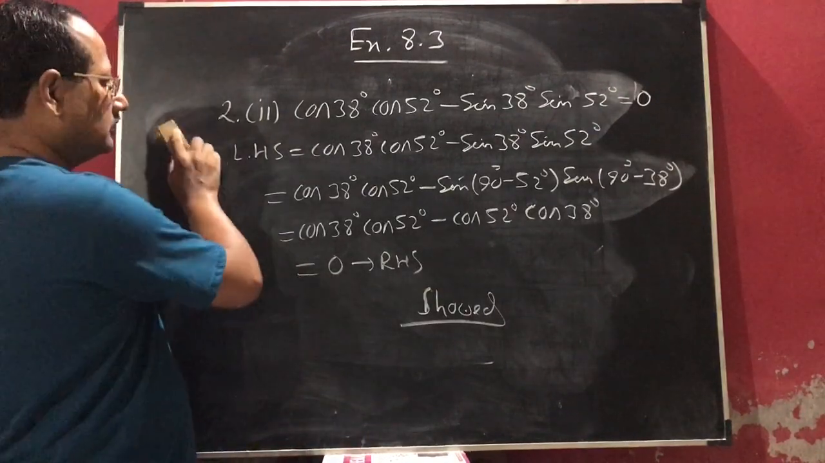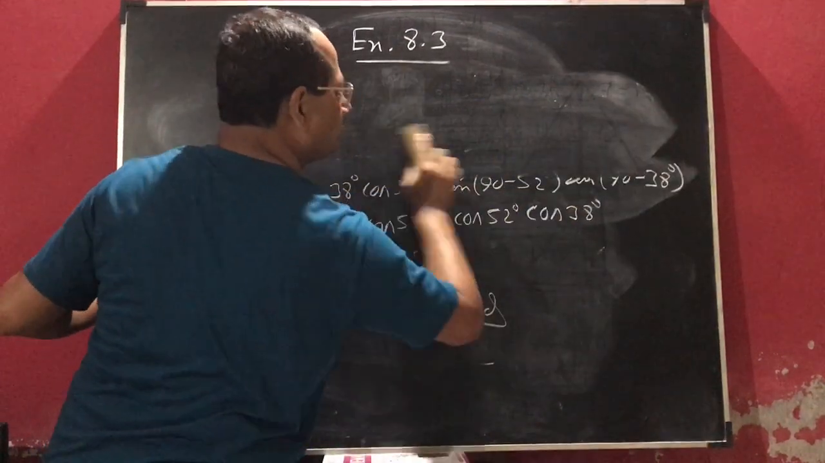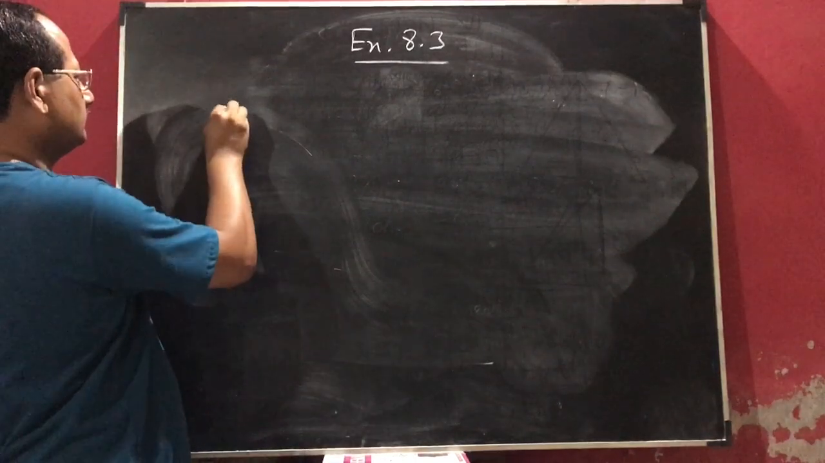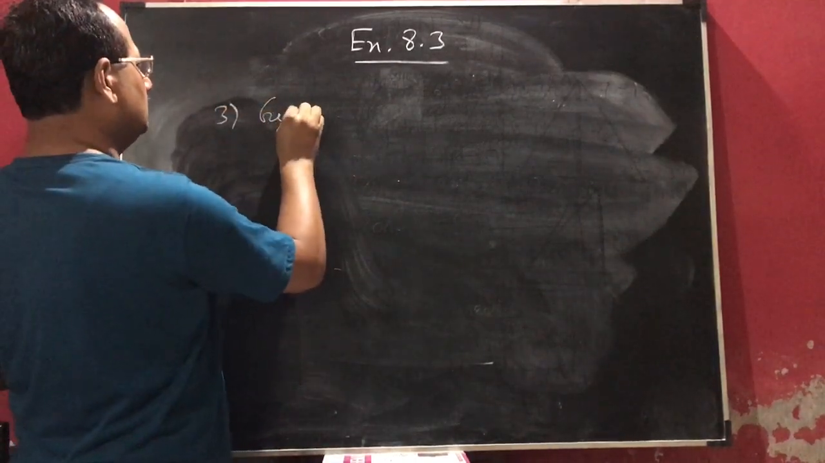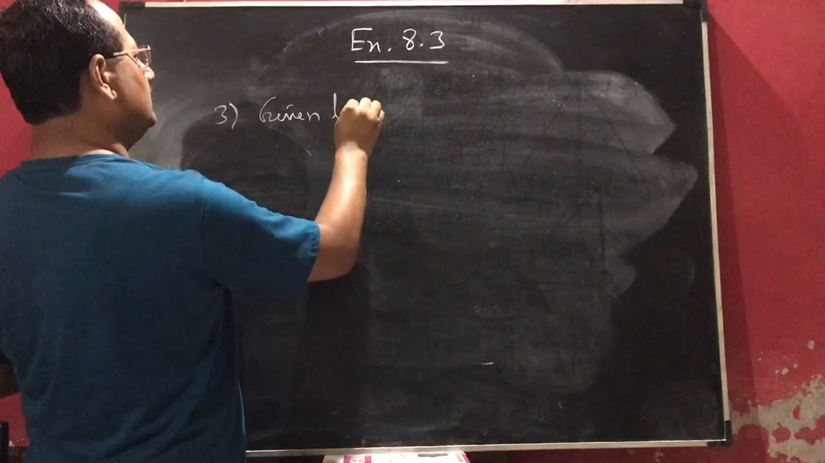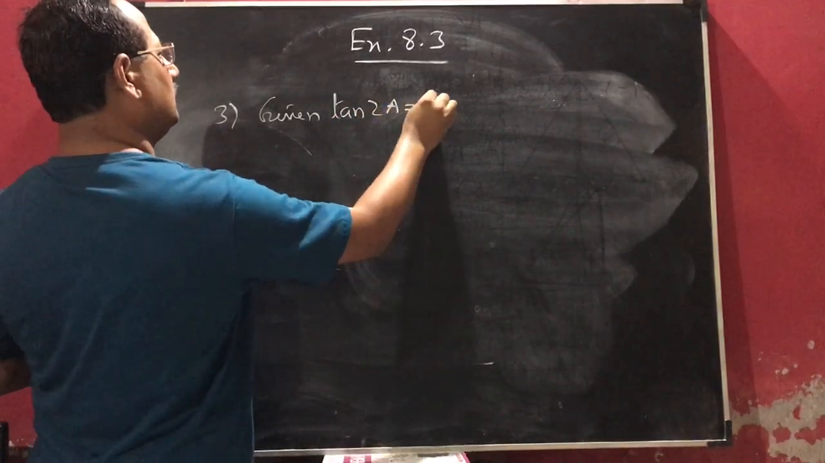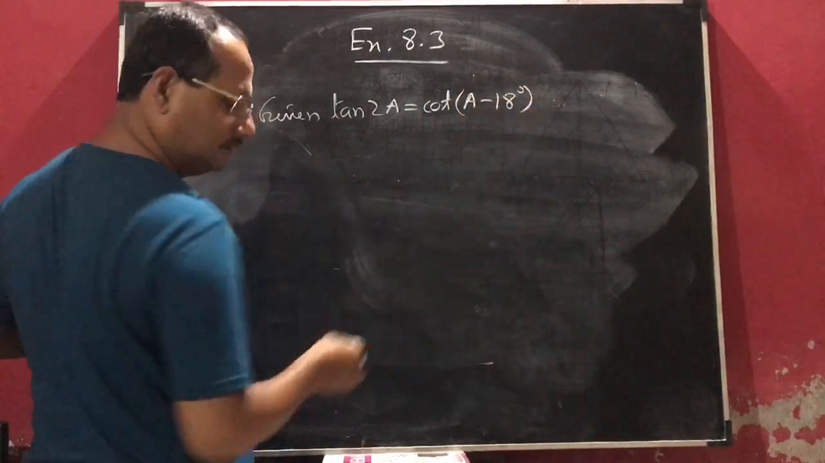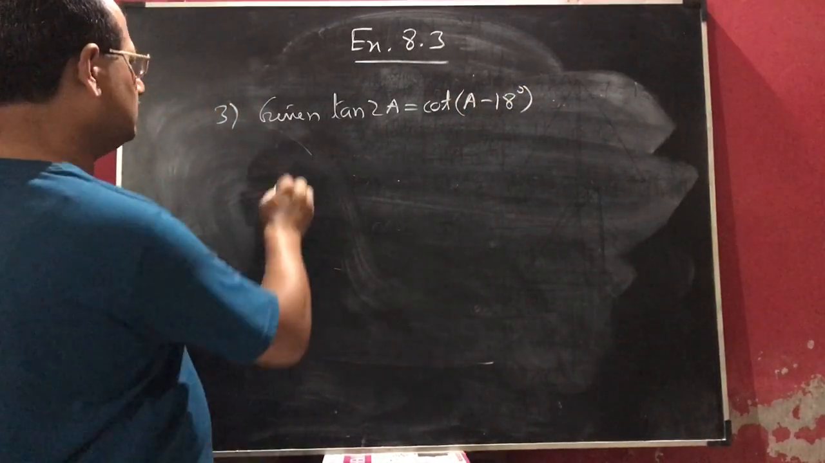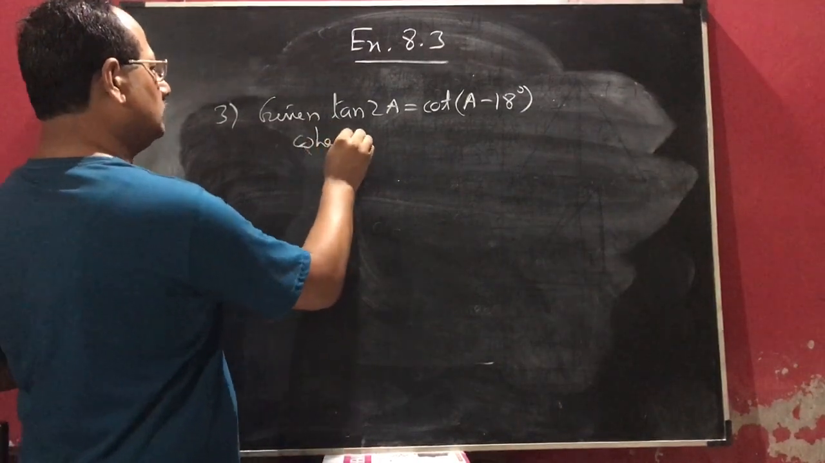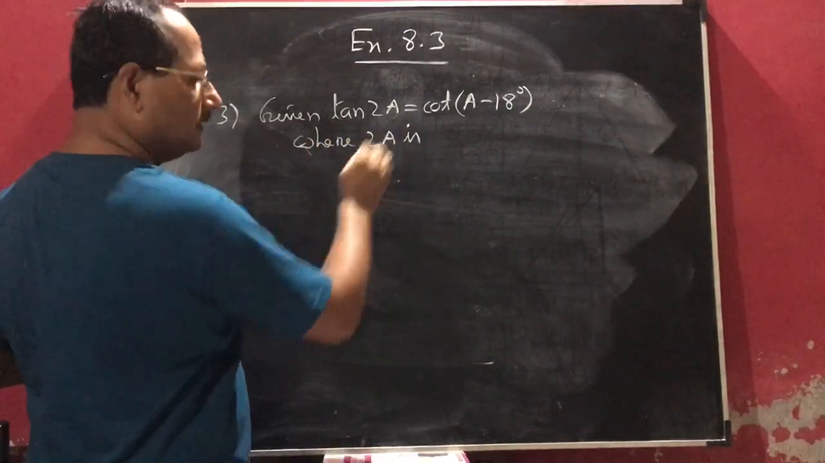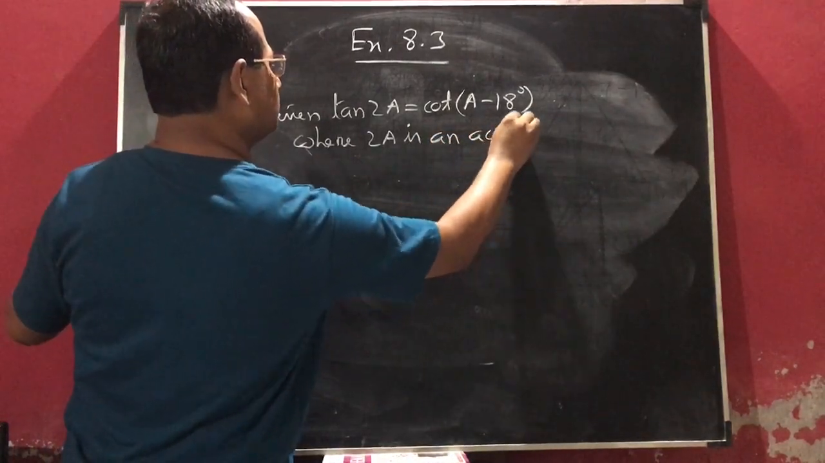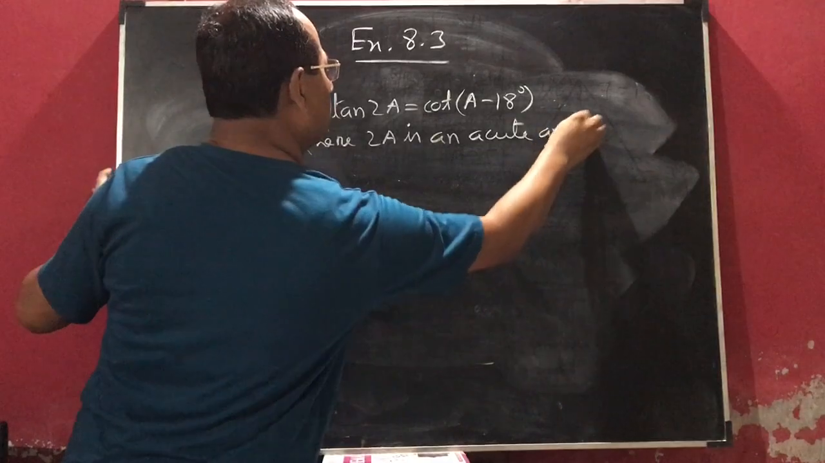Next come to question number 3. Given tan 2A equal to cot(A minus 18 degree), where 2A is an acute angle. You have to find the angle A.